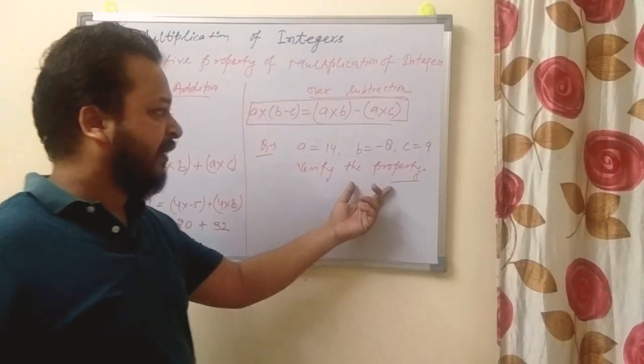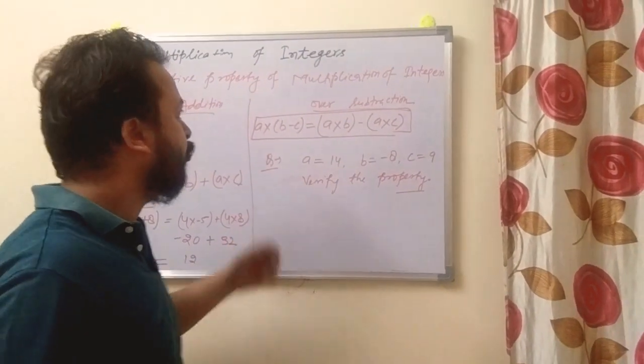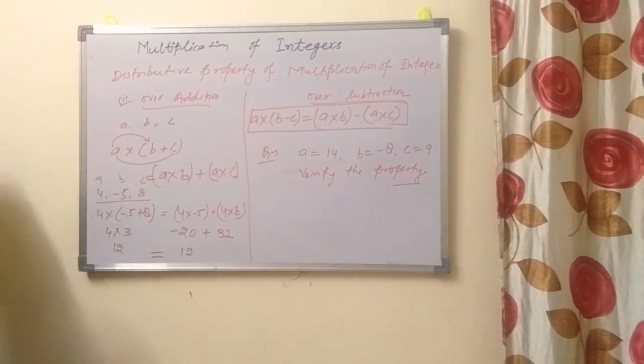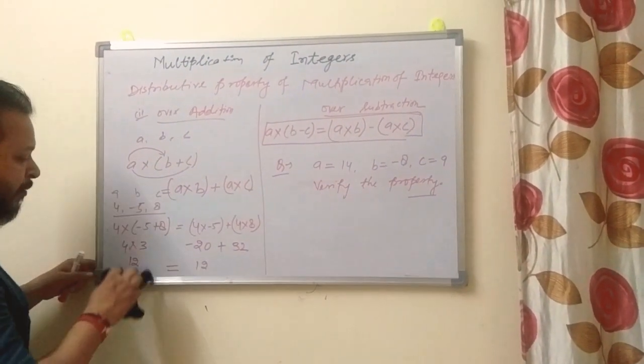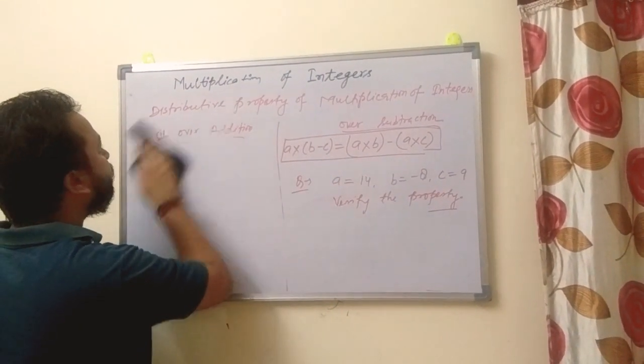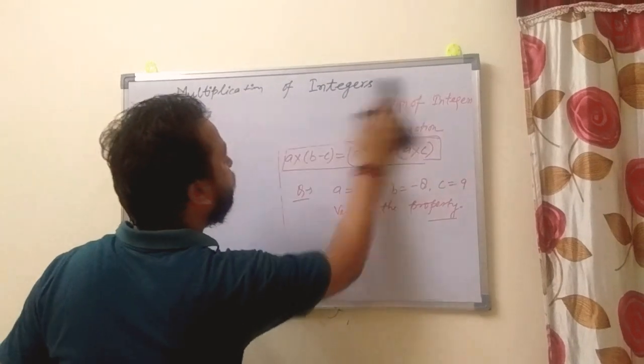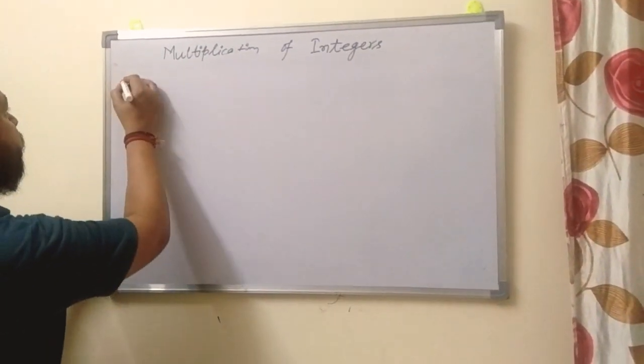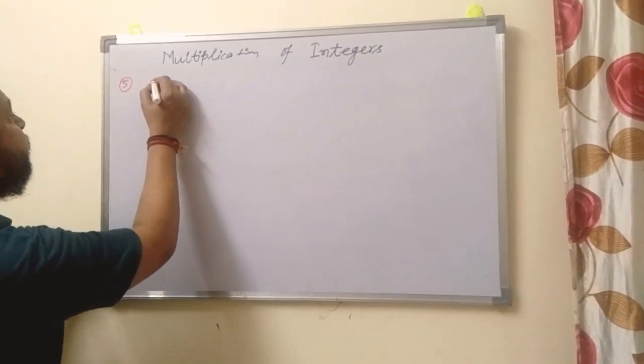So verify the property and send me the solution. Right? So this is the fourth property. Now come to the fifth property.